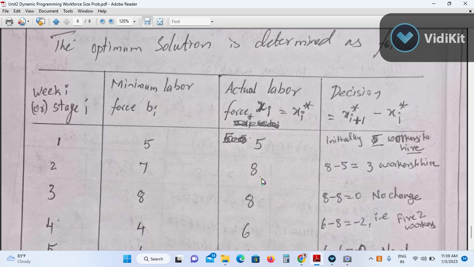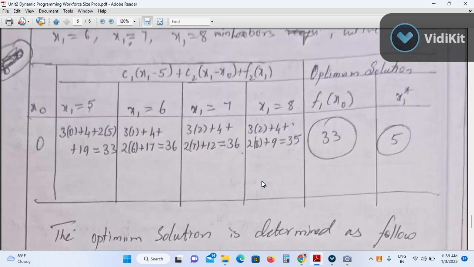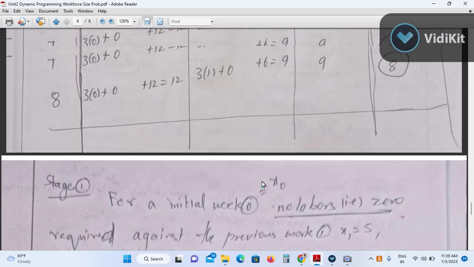So it is given by 8. That is the thing here. I will put it here, right? Similarly, going for the week 3 table.